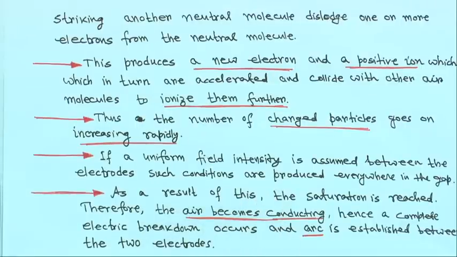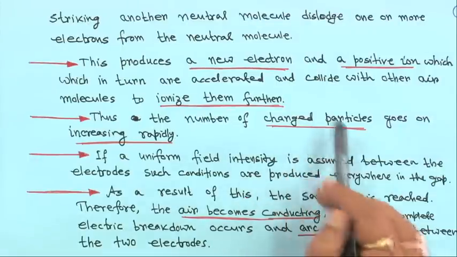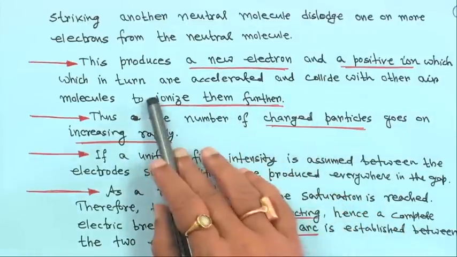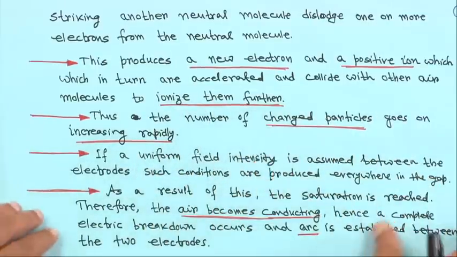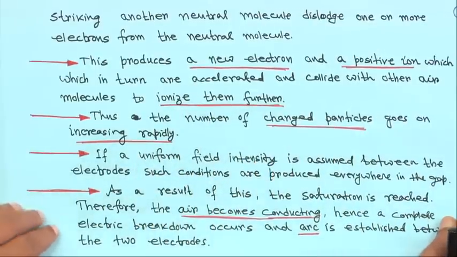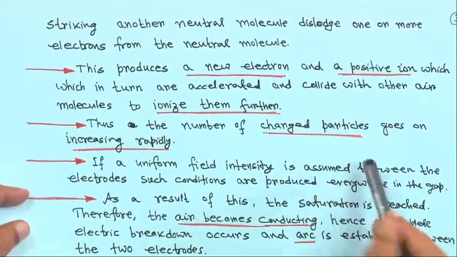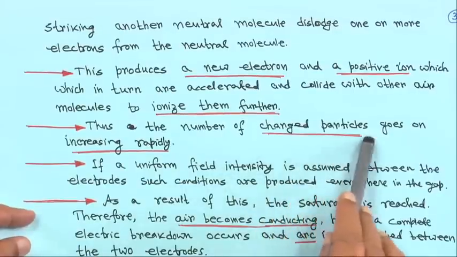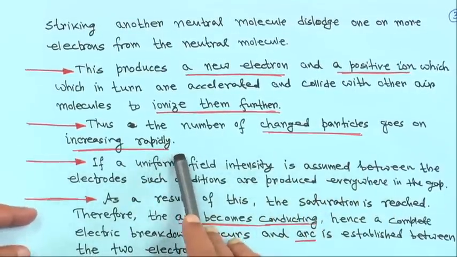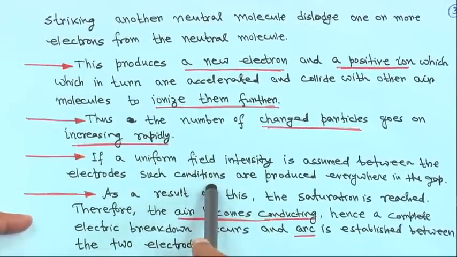This produces a new electron and a positive ion, and this is a continuous process. They are in turn accelerated and collide with other air molecules to ionize them further, producing more new electrons and positive ions. Thus, the number of charged particles goes on increasing rapidly. This happens only if the potential gradient around the conductor reaches 30 kV per centimeter or above.